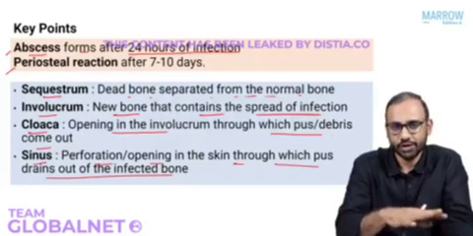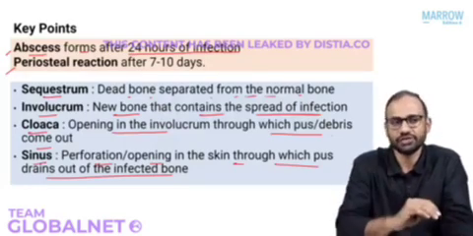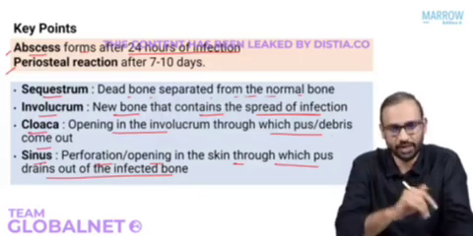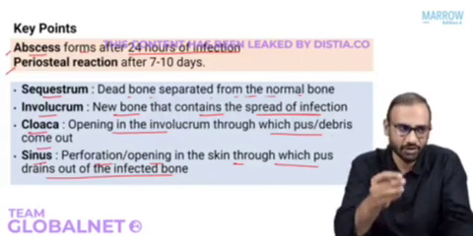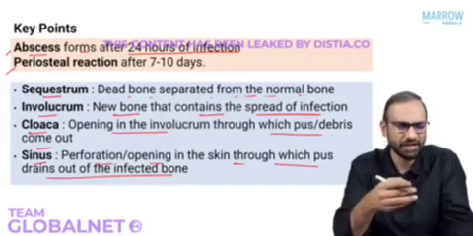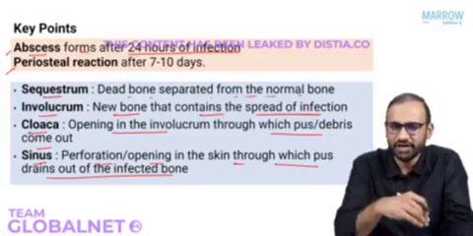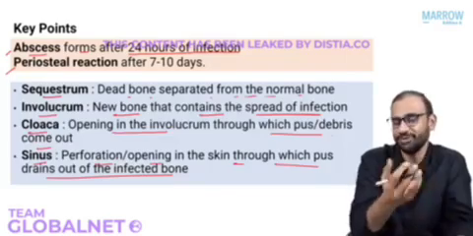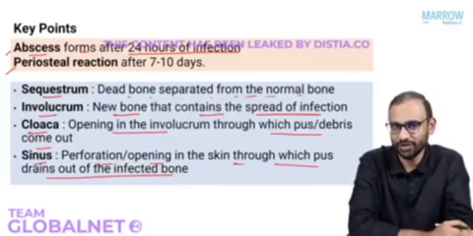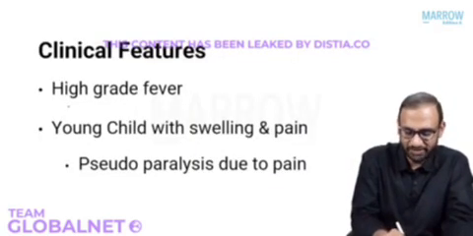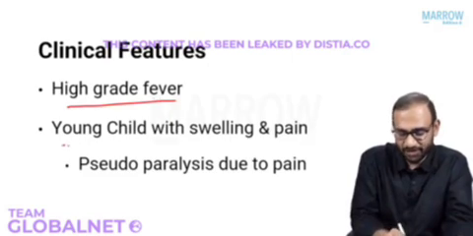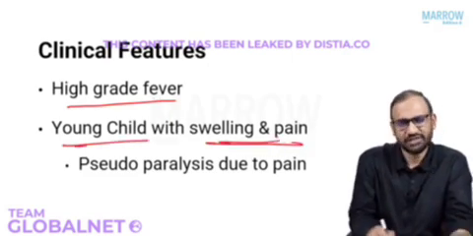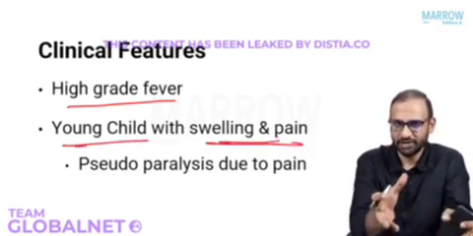Now that you've understood the story, let me ask you what will be the clinical features of the patient who presents to you with osteomyelitis. What will the clinical features be? Obviously, because there is infection, the patient will have fever. It will be a young child who will have fever. And because the infection is in the bone, whenever the patient moves the limb, there will be pain. So the patient will be hesitant to move the limb. So let's look at this. Patient will have high-grade fever, and it will usually be a young child with swelling and pain. These are typical inflammatory findings that you will find.